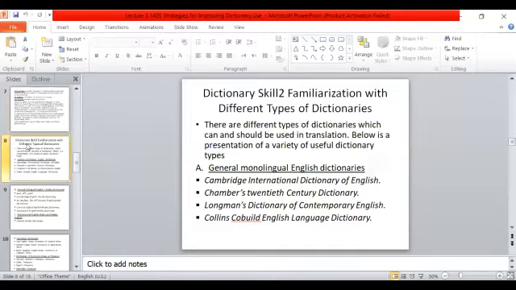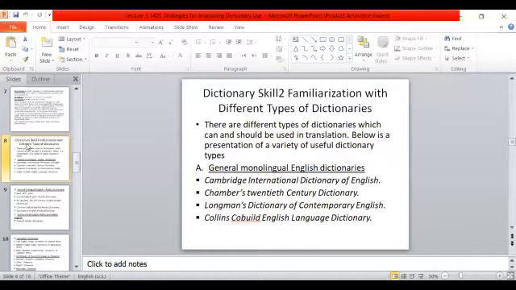Next, we are going to deal with dictionary skill number 2, familiarization with different types of dictionaries. There are different types of dictionaries which can and should be used in translation. Following this, I'm going to give you several types of dictionaries together with examples of each. Below is a presentation of a variety of useful dictionary types.